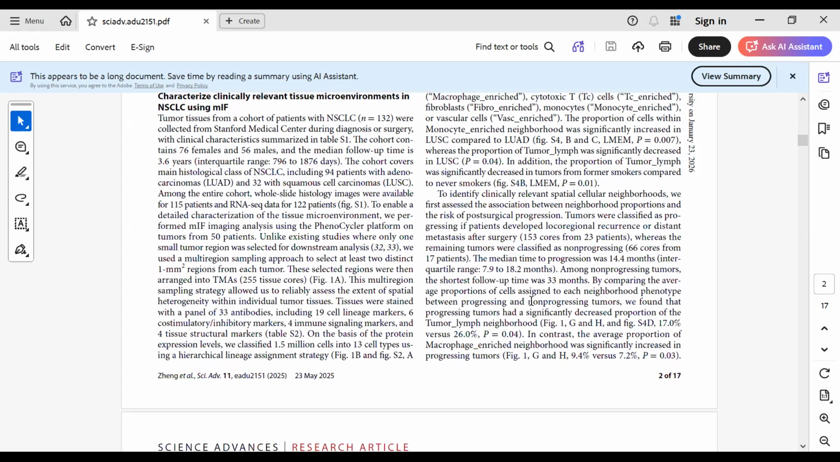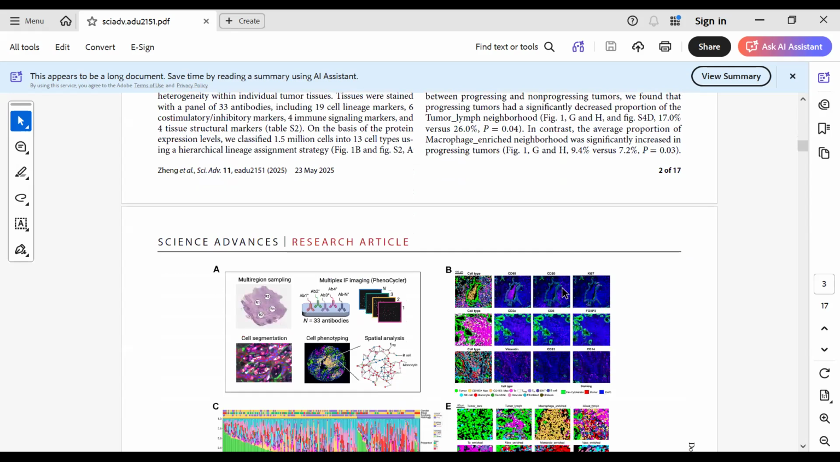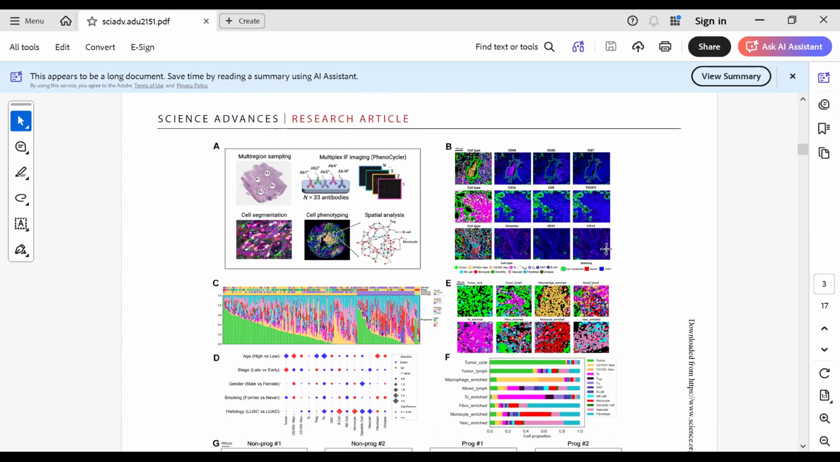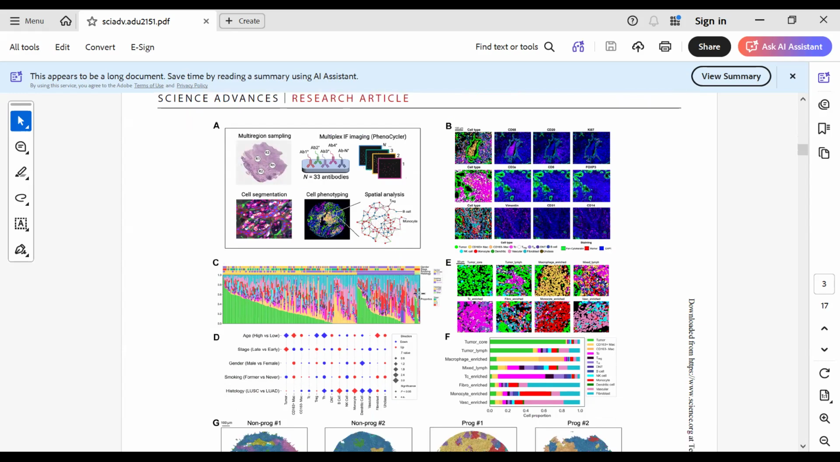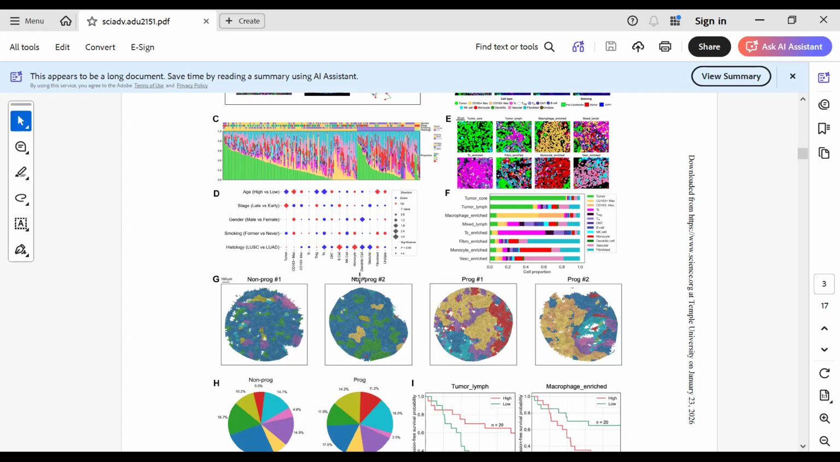So we'll be going through all these different figures one by one. The key finding here is about the spatial tumor microenvironment. This study identified specific neighborhoods, recurring spatial architectures that were highly prognostic in clinical outcomes. For example, lymphocyte-enriched neighborhoods were associated with extended progression-free survival and response to immunotherapy. Responders to immunotherapy had a higher proportion of these neighborhoods.